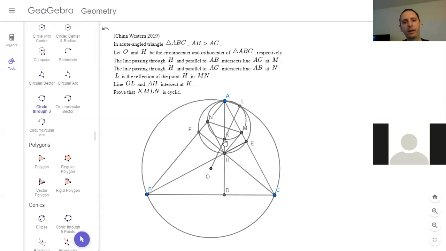Yeah, how do we show that K lies on this circle? I have one idea on how to do it. So we want to show that the angle between OL and AD, that's angle AKL, is equal to angle AML. Just thinking how to do that. But yeah, OM and ON are tangent to the circle, which is kind of interesting.